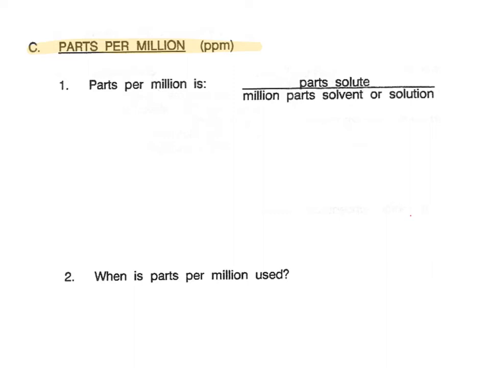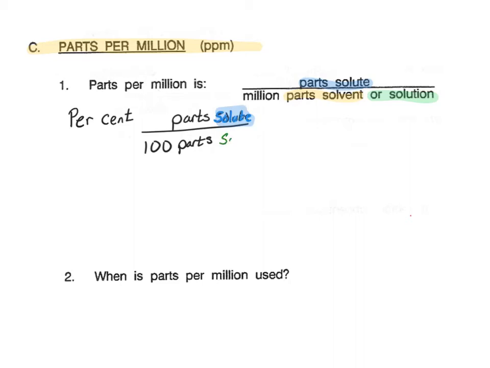A part per million says that there is the number of parts of solute per million parts of either solvent or solution. Parts per million is very similar to percent. In percent, it was parts per 100. Now we're using parts per million. And in percent, it was solute over solution. In the case of ppm, it can be either solvent or solution. And the reason it doesn't matter which I choose, I will get the same answer, is because of the very large number of a million.